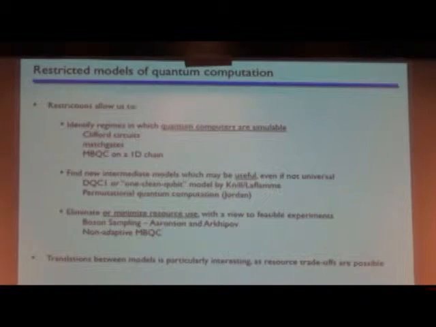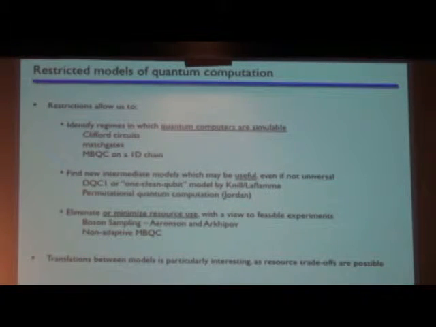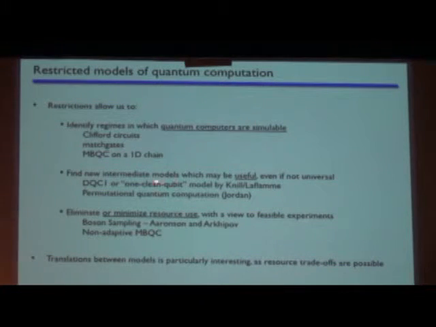So taking up from where we stopped last time, more or less, I was motivating why it's interesting to have a look at restricted models of quantum computation, right? First, because we can find some regimes in which quantum computers are simulable. So that means you can understand classicality better from a computational point of view, right? Second, because you can find some intermediate models which may be useful, right? And I'll give a couple of examples right at the beginning of today's talk. And also because, in implementing one of these intermediate models, you can minimize resource usage. So you may bring these protocols within reach of experiments today. So that's another motivation for looking at simplified quantum computers.